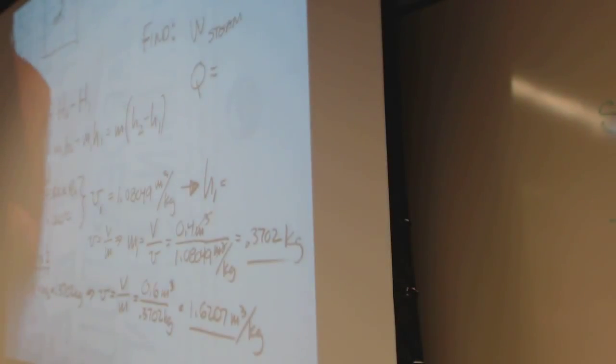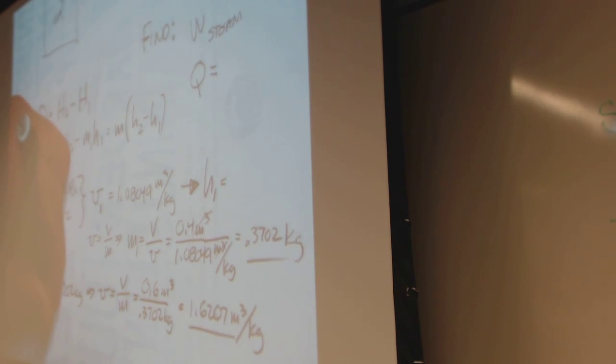Okay, so now go back to the tables. Remember that number, 1.6207, and what do we know? We know the new pressure is 250 kilopascals. Temperature is not known, but we know the specific volume.